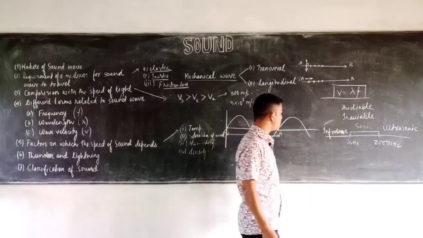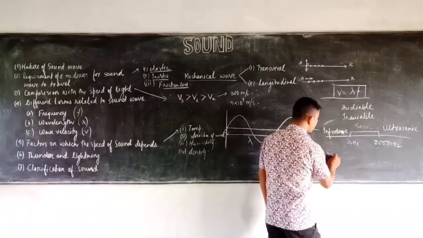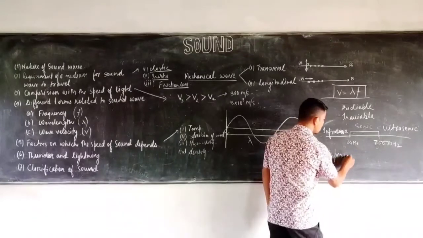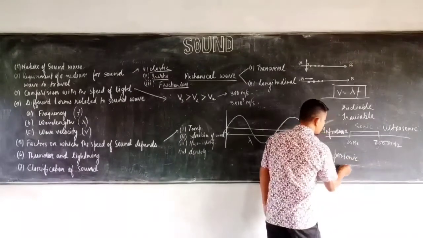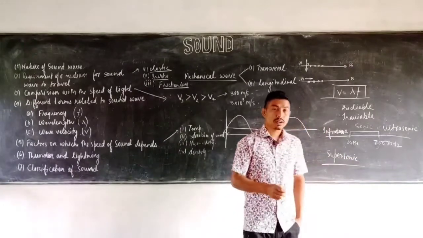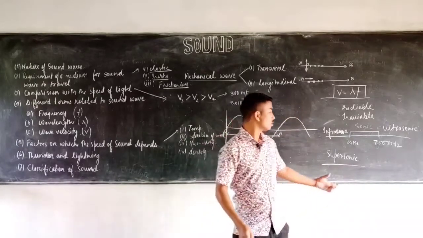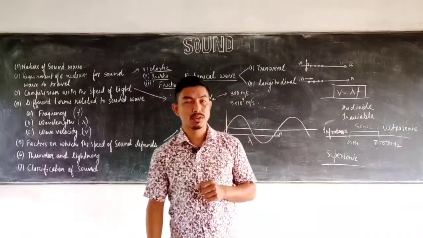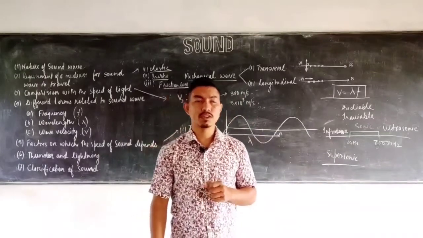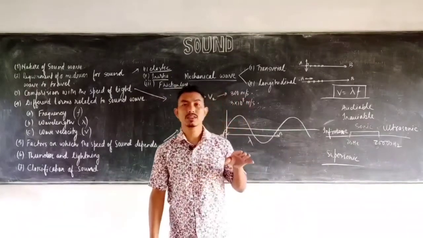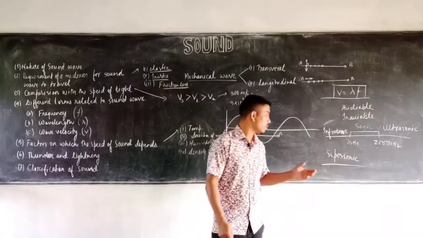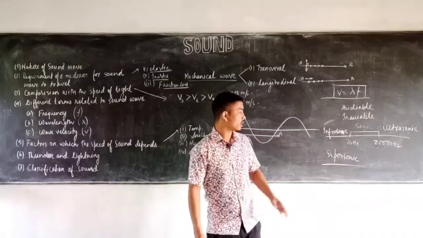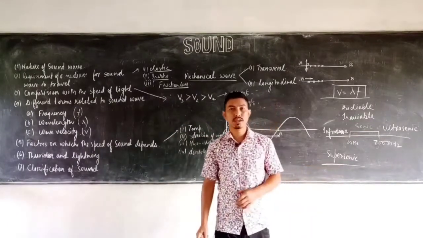And finally, we have one more term which is known as supersonic. Supersonic does not refer to any class of sound, but refers to the term that travels with the speed of sound. So if anything travels with the speed of sound, we say it has a supersonic speed. There are various aircraft nowadays that travel with a supersonic speed.